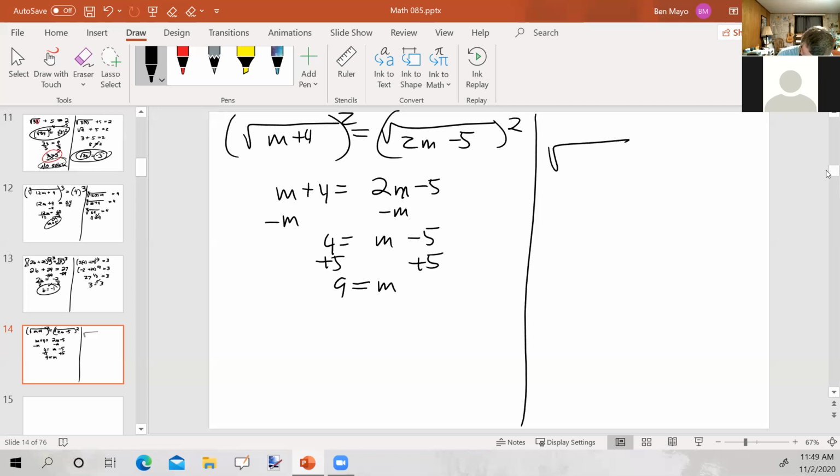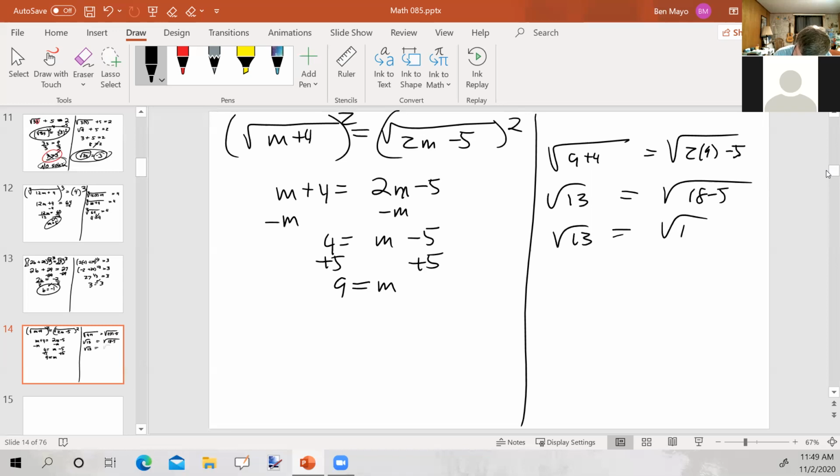The square root of 9 plus 4 equals the square root of 2 times 9 minus 5. My voice is cracking up this morning. Which is the square root of 13 equals the square root of 18 minus 5. Square root of 13 equals the square root of 13. Now, off the top of my head, I don't know the square root of 13, but I do know that the square root of 13 equals the square root of 13. So that checks, and our solution, m equals 9, is correct.